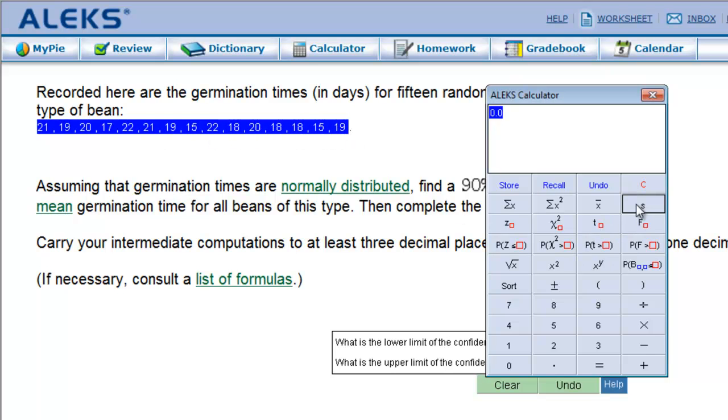The sample standard deviation is 0? No, that can't be right. I'm not buying it. Try it again. There we go. Okay, I think that's because I got the period in there too. I'm going to store that.